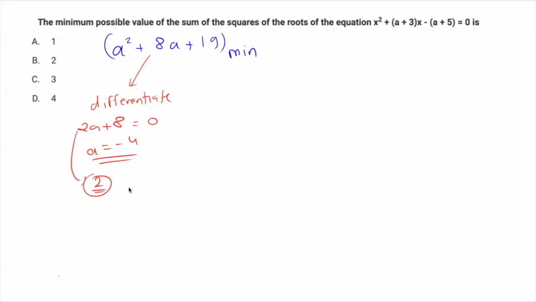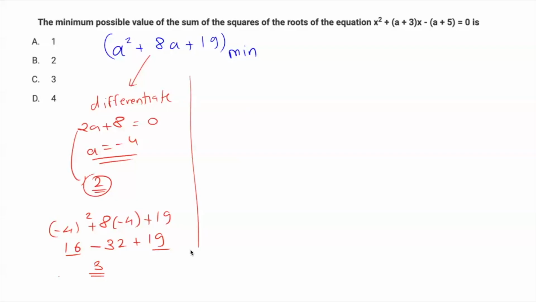That means you have a minima or a minimum value, and that is obtained when you substitute a as minus 4 in the given equation. So minus 4 square plus 8 into minus 4 plus 19. Minus 4 square is 16. 8 into minus 4 is minus 32 plus 19. 16 and 19 is 35, minus 32 is 3. This is one way of solving.